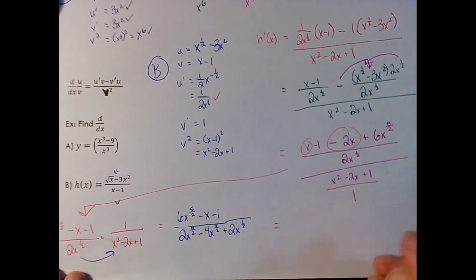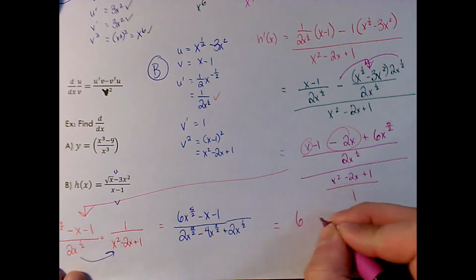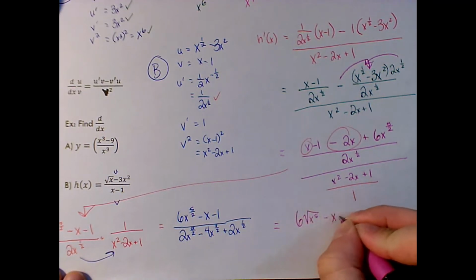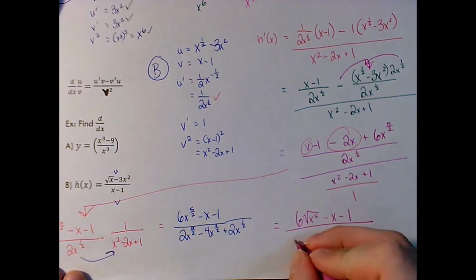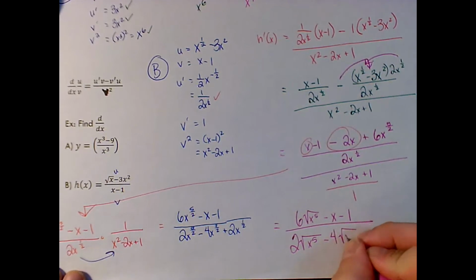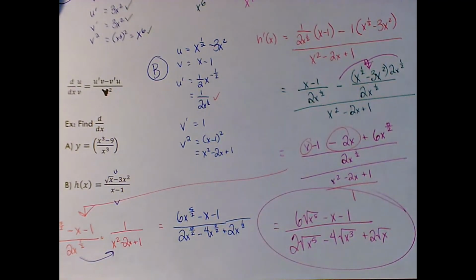Boy, talk about a situation where you have the haves and the have-nots. Am I right? 6 square root of x to the 5th minus x minus 1 over 2 square root of x to the 5th minus 4 square root of x cubed plus 2 square root of x. Gross. Two very unpleasant problems.